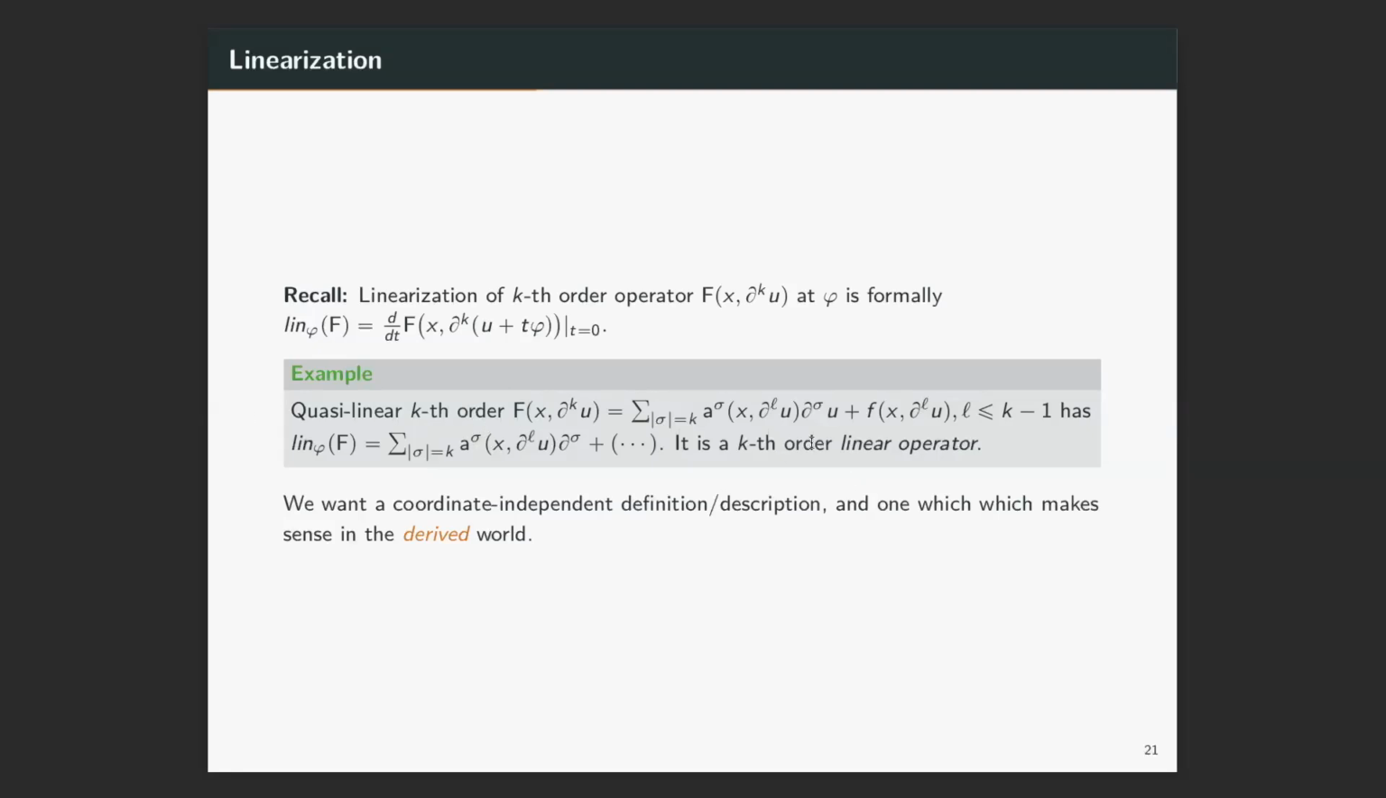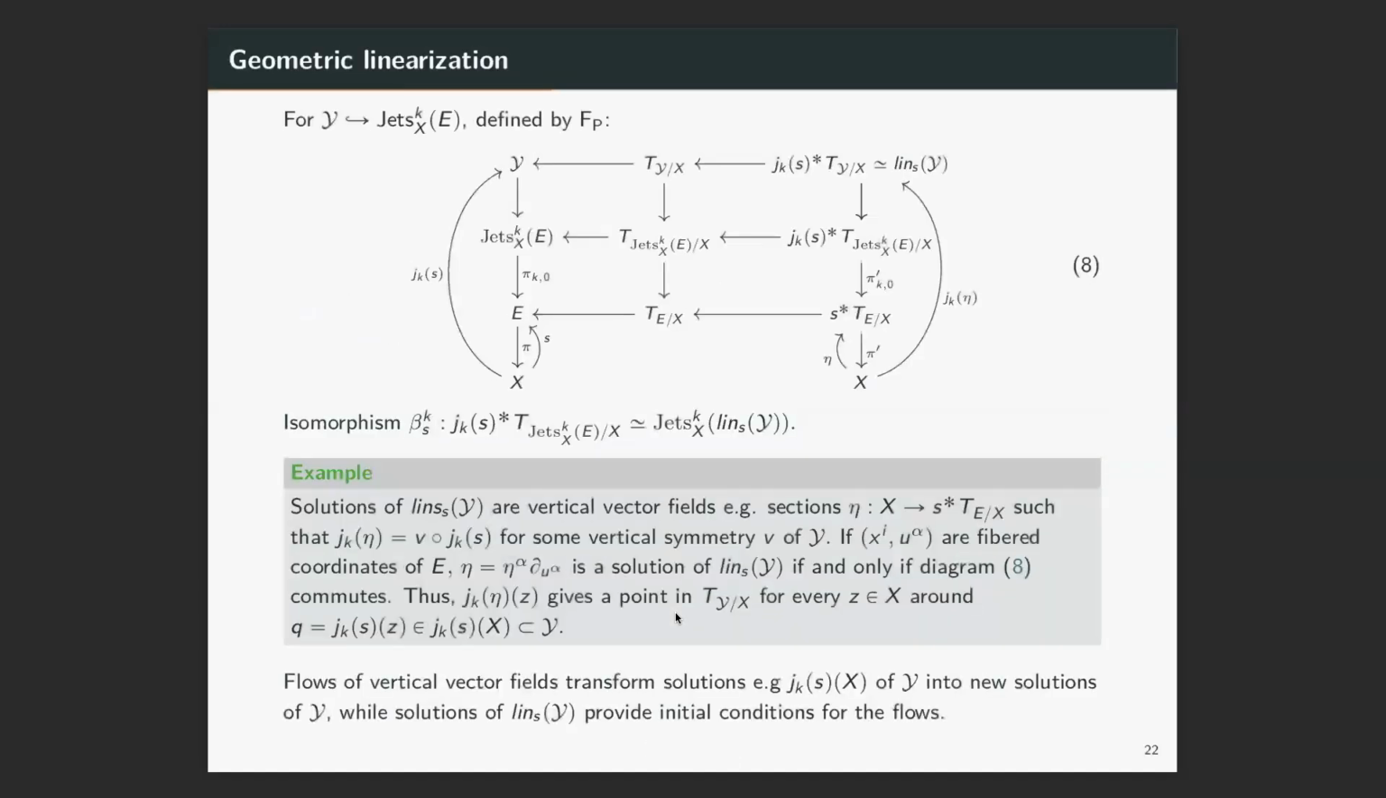So quasi-linear, if you remember, is a type of nonlinearity where you have linearity in the highest order of derivatives, and potential nonlinearities in lower ones. If you linearize, you get a kth order linear operator, but we want to do a coordinate independent one. So if you have some kth order differential operator, at the finite level, this is a geometric way of understanding linearization. Again, you're looking at all these pullbacks along solutions. You fix one and you're playing this game.